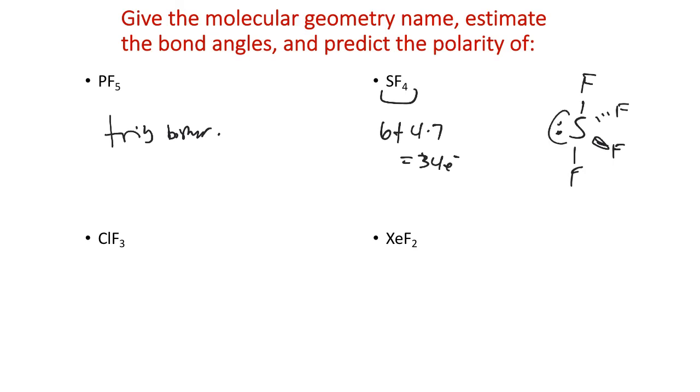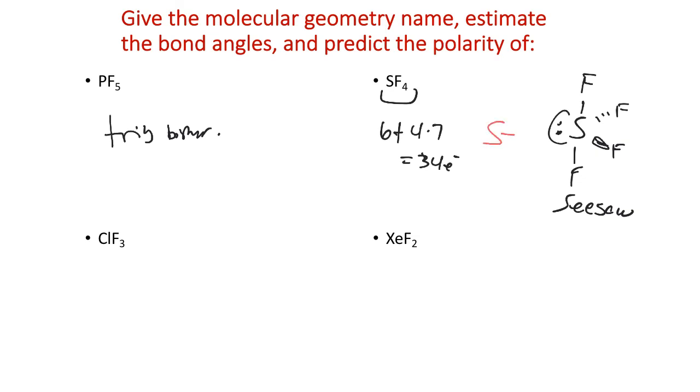So this turns out to be the most stable structure of SF4. And if you picture SF4, it kind of looks like a seesaw or a teeter-totter. So the geometry name here is seesaw. Now, you may wonder, why is that the shape of SF4 and not this one here? So what about this structure here?